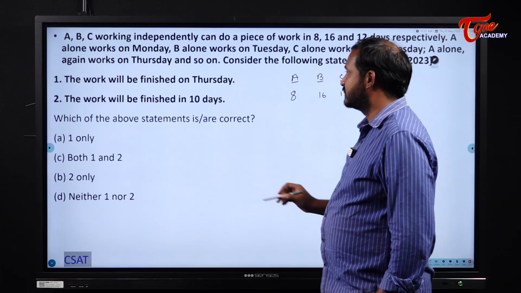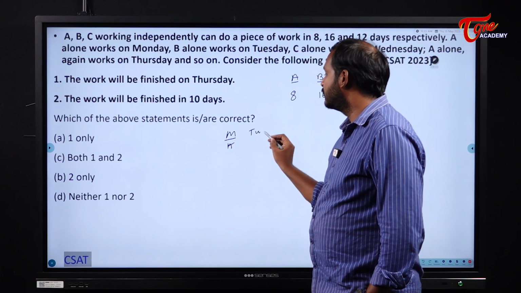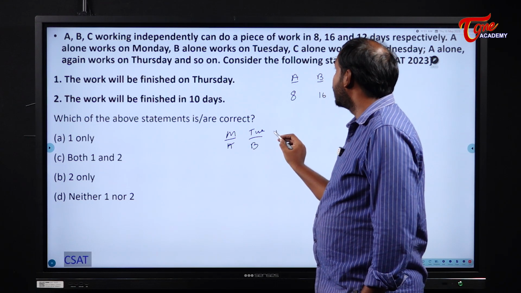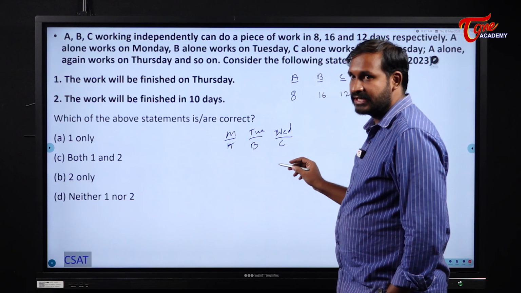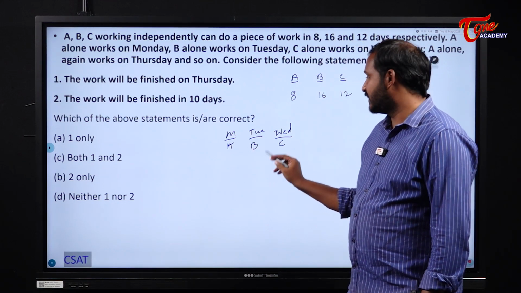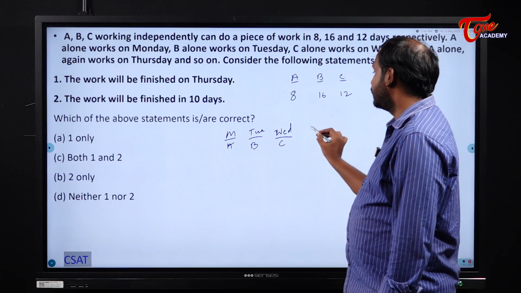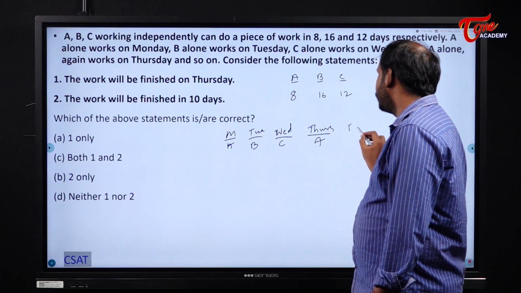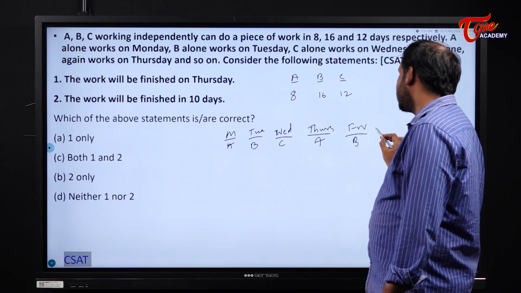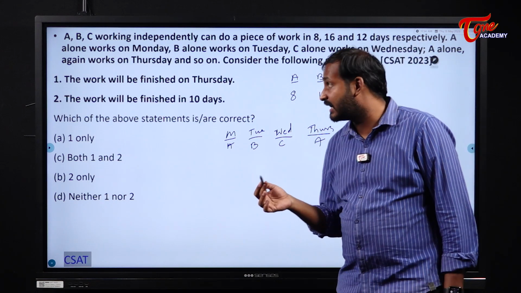Consider the following statements. That means Monday, who will work? A will work. Tuesday, who will work? B will work. And Wednesday, who will work for me? C will work. And once again, A works on Monday, B works on Tuesday, C works on Wednesday. Okay, and once again on Thursday, who will work for us? A will work, and on Friday B will work, and on Saturday C will work. Like this the work will go on. On Sunday once again A, like this.